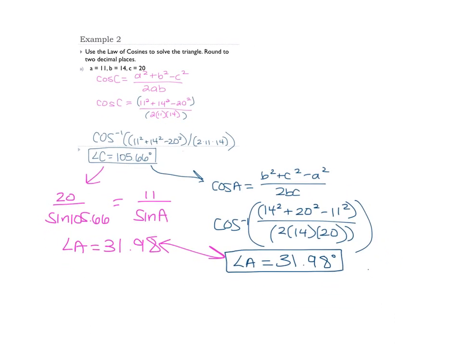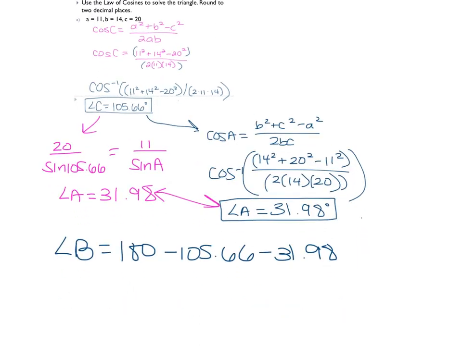So then the last thing I've got to find is angle B. For that one, I can just subtract. So 180 minus 105.66 minus 31.98, and I get angle B is 42.36 degrees.